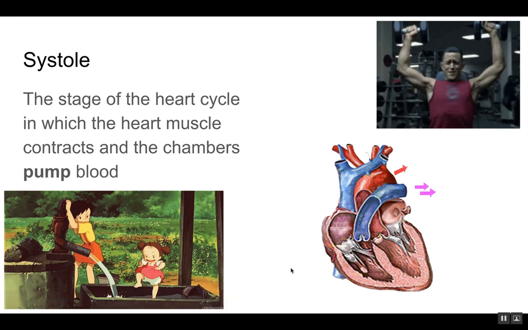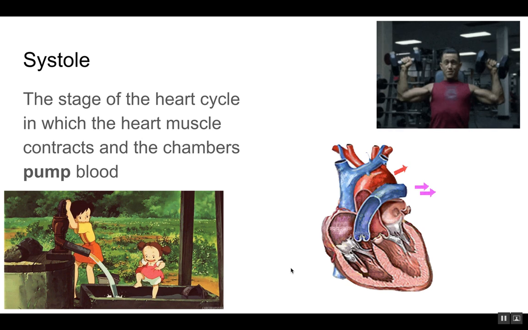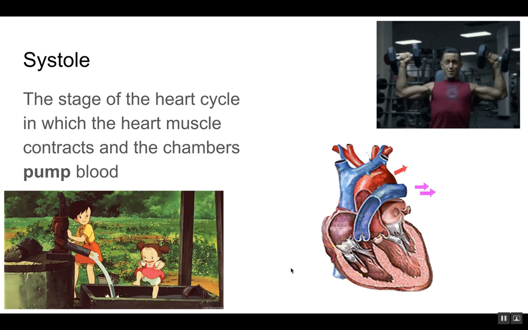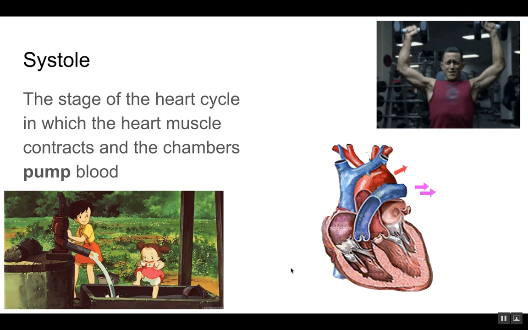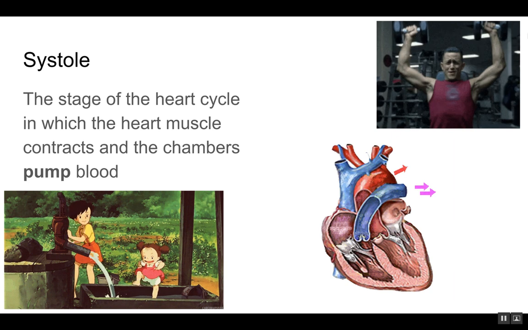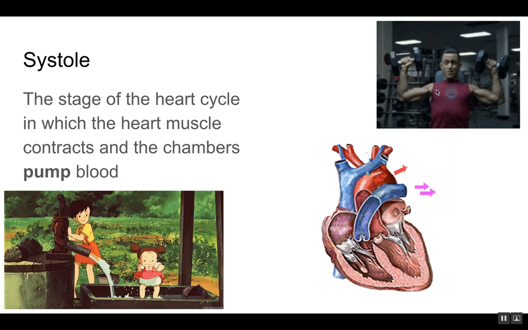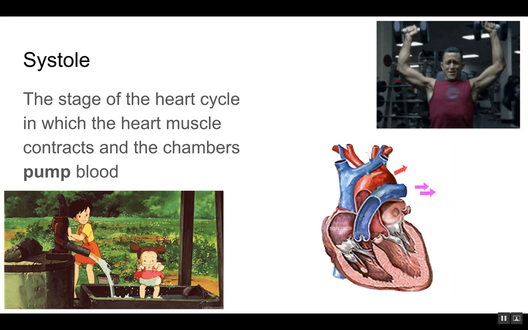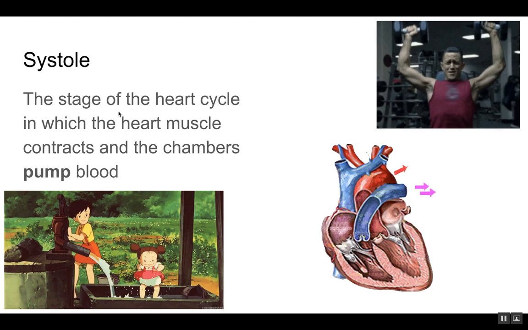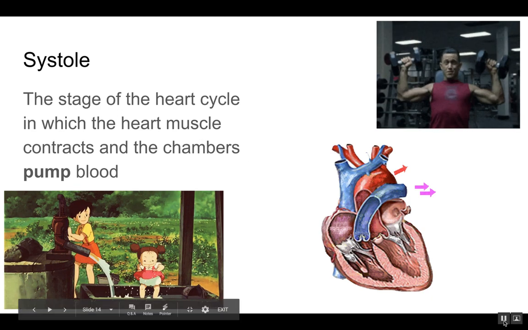This is the stage of the heart cycle in which the heart muscle contracts and the chambers pump blood. Now we talked earlier about how it relaxes. This is now when it contracts and it's actually pumping the blood away from your heart. So again, when you think of systole, think of pumping away. Here we have the water being pumped away from the well. Here we have this guy pumping iron. So when you think of the word systole, think of pumping.